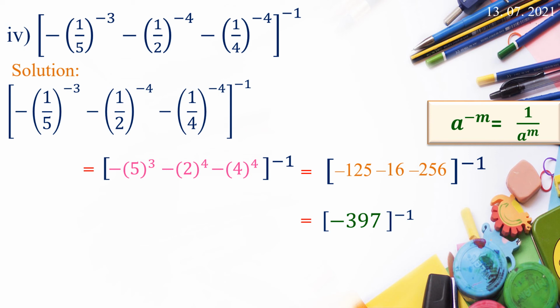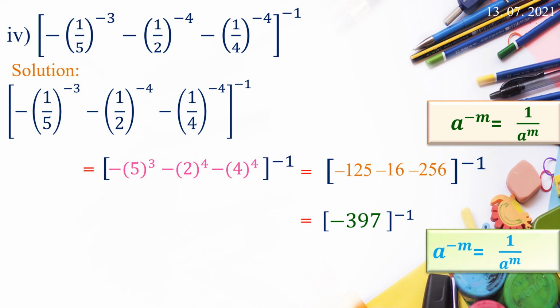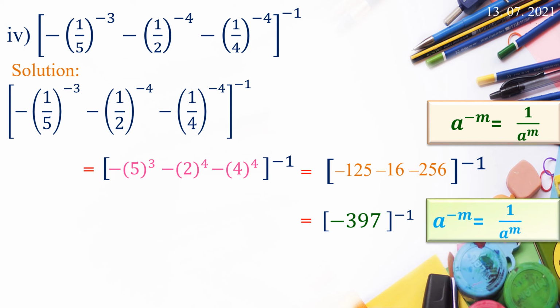Now the exponent is negative, so we can use the same law, a^(minus m) is equal to 1 by a^m, to convert it into positive. On using the law, the sum becomes minus 1 by 397. This is the solution. Minus 1 by 397 is the solution.